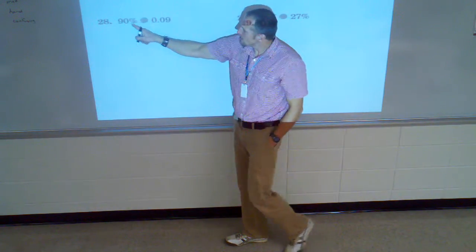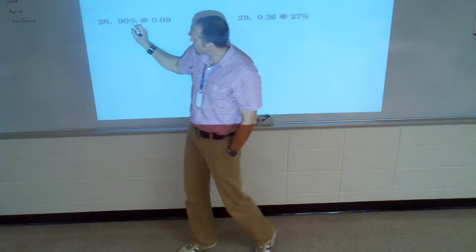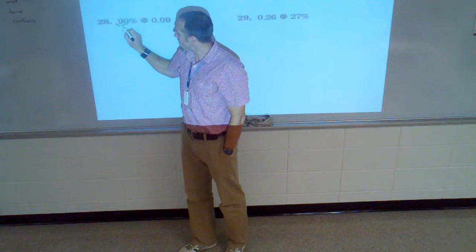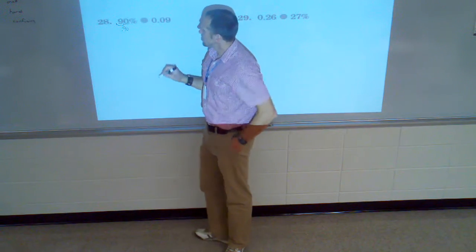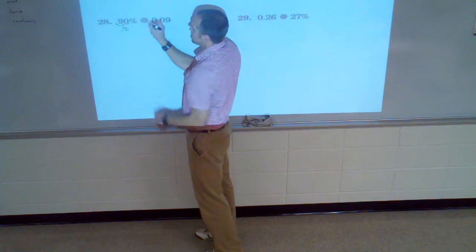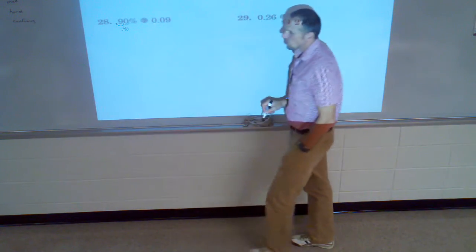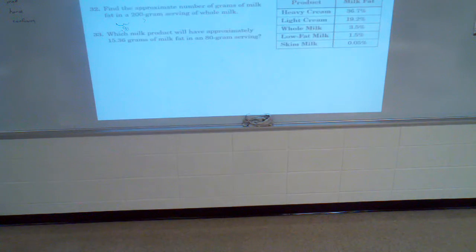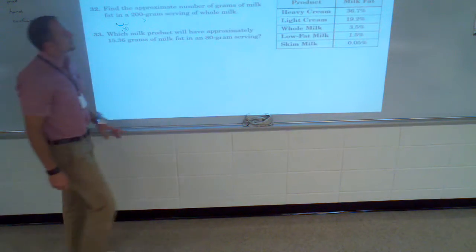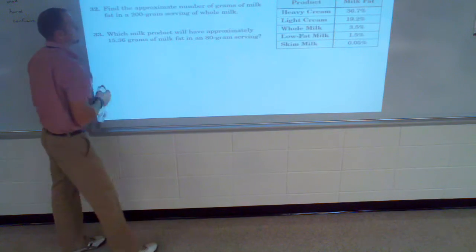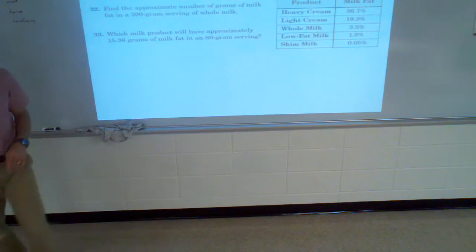Down here, 90% or 0.09. Change it to a decimal. This is 0.90. So look, after the decimal, this is a 9, this is a 0. So we have greater than. Okay, right here, number 31. Do number 31.